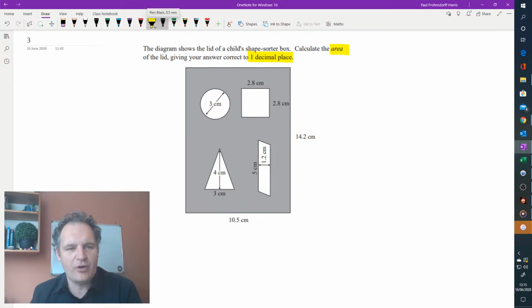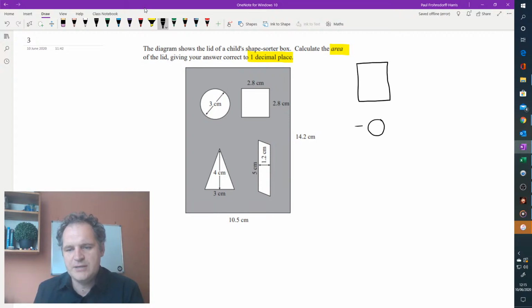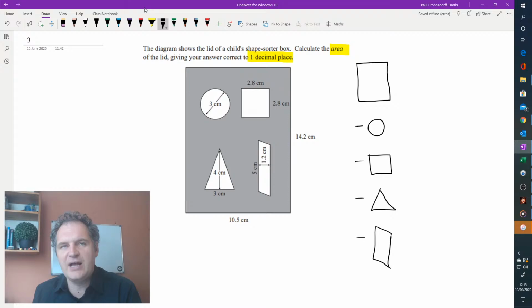I am going to first off find the area of the whole rectangle. Then I'm going to want to take away the circle, take away the square, take away the triangle, and take away the parallelogram. All of these I've done primary lessons on how to do the area of each of these, and I did a transition one on area of a circle way back, about 10 weeks ago. But we're first of all going to find the long side. It was 14.2 and 10.5. So we're going to multiply those together.